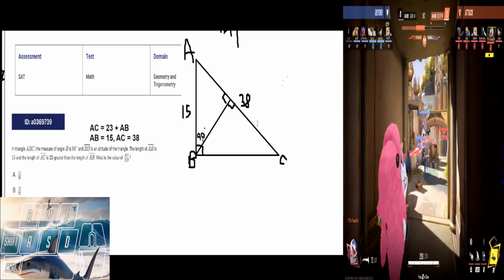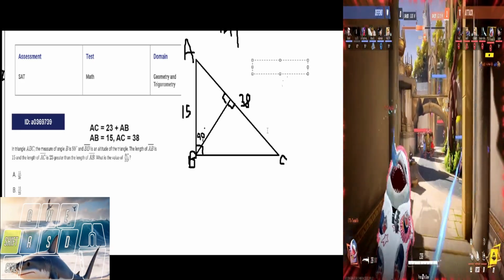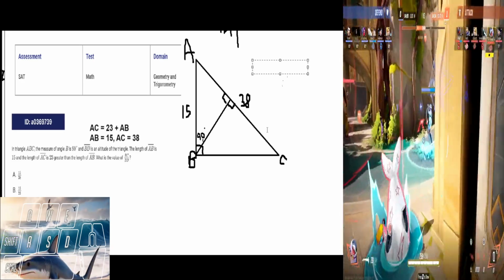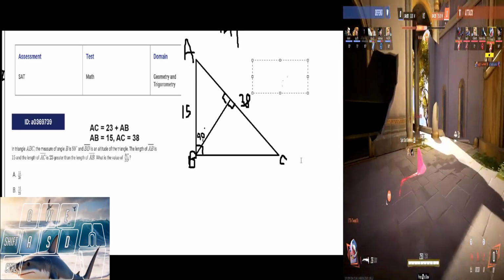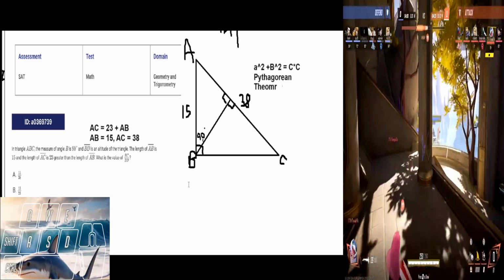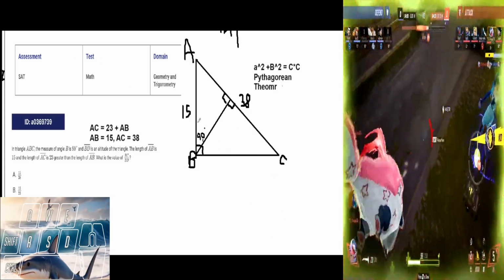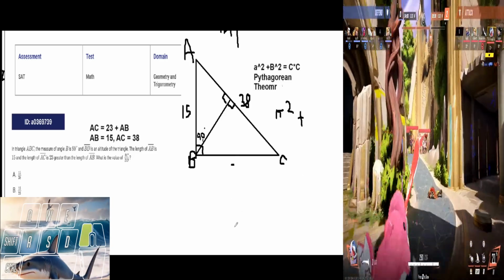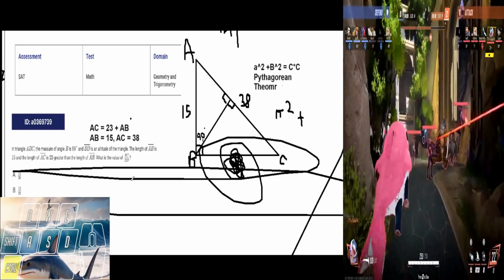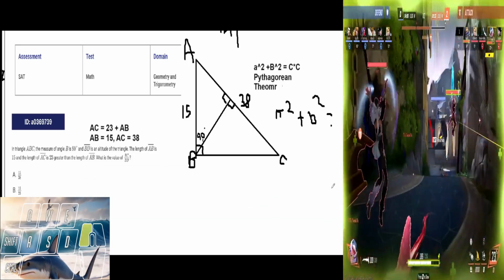So BC, in addition to referring to a calculus class, can be found using the formula a squared plus b squared equals c squared. This is called the Pythagorean theorem. In this case, A is the length of our legs, and C is the length of our hypotenuse. That means A is 15 squared plus B squared. This is B right here. We don't know what this is. So 15 squared plus B squared equals C squared.